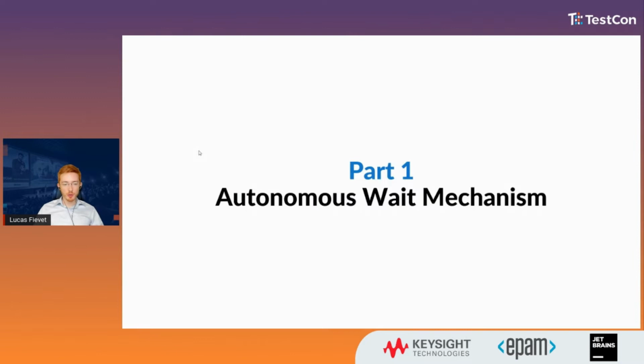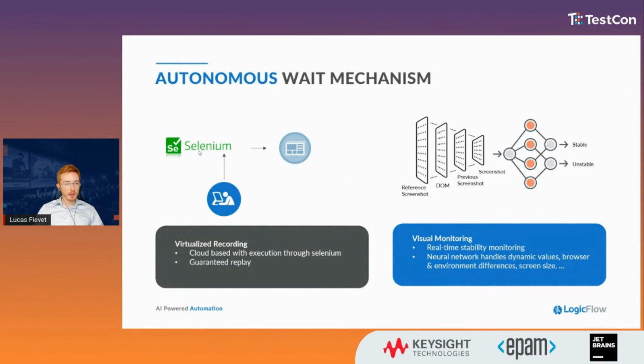So in part one, what we're going to see is the autonomous wait mechanism. How does it work? First, we have a virtualized recording that is cloud-based with execution through Selenium. So we don't directly record in the browser, but only through a virtualized interface, which guarantees the replay. And there's a machine learning algorithm behind that not only takes the screenshot, but also the reference screenshot from the recording. So the first time the scenario is recorded, it keeps track of all the screenshots during the recording. It keeps track of the DOM structure.